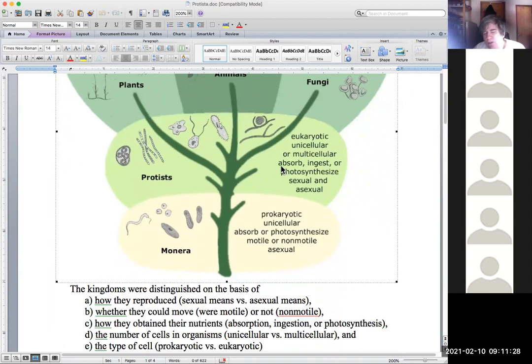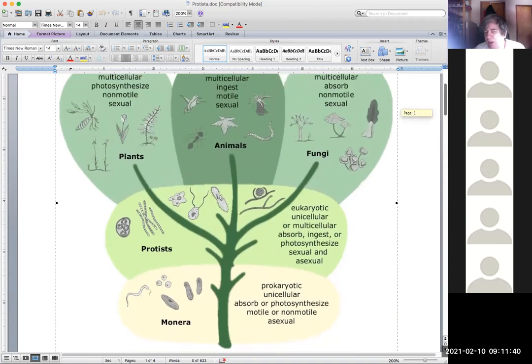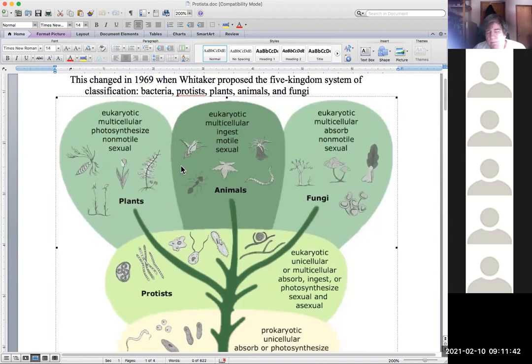Now, when Whittaker was devising his five-kingdom system, there was a problem. We have a very specific definition for Monera. They have prokaryotic cells. They're the only group with prokaryotic cells. Notice these are a few general characteristics, but when we look at plants, plants have an embryo that develops inside some maternal tissue, something we'll talk about when we discuss plants.